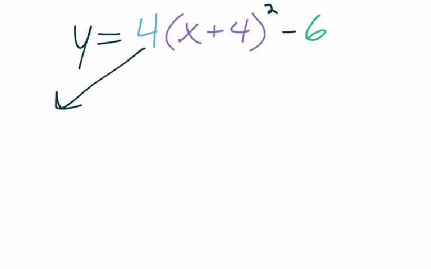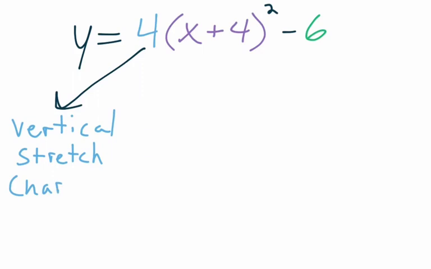That's a positive 4. So what that means, if you go back and look at your notes, is that anytime you have a positive value where the A is, it's going to be a vertical stretch, or it's going to be more narrow. I'm just going to put vertical stretch, or more narrow. That's what's going to happen to our parabola here, it becomes more narrow.